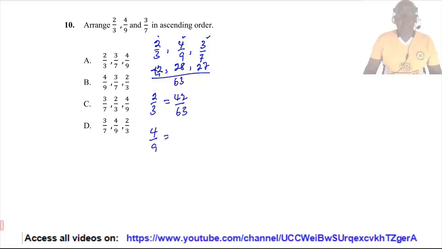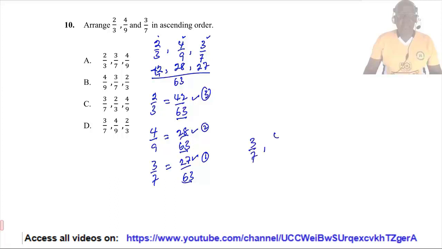4 over 9 is the same as 28 over 63. And then 3 over 7 is the same as 27 over 63. Now, the denominators are the same, so we shall compare the numerators. The smallest is 27, so 1 followed by 2 followed by 3. So the order is 3 over 7 followed by 4 over 9 followed by 2 over 3, which is D.